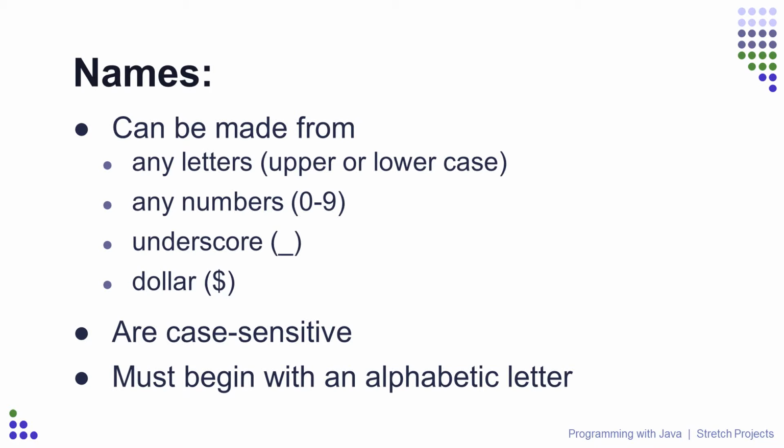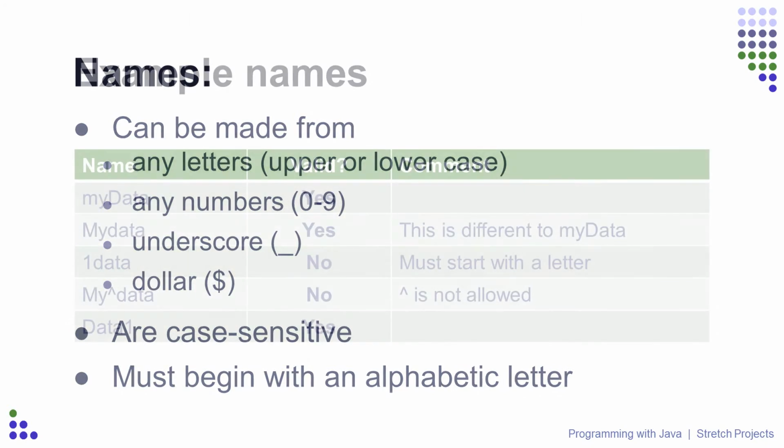There are some rules for naming variables as well as functions, classes and methods, which we will look at later. They must begin with alphabetical characters. They can contain any letters, upper or lowercase. They can contain any numbers, underscore, the dollar sign. So just a few examples.